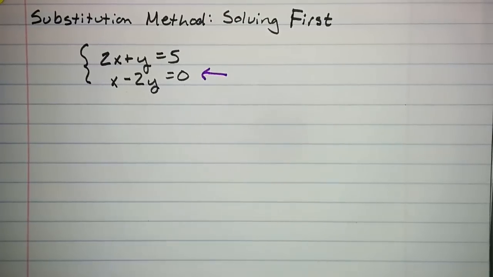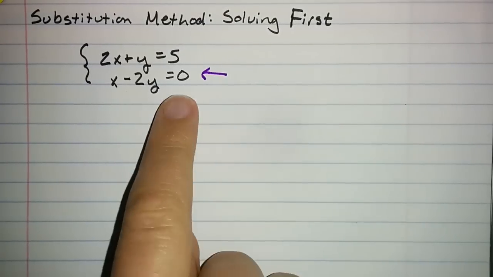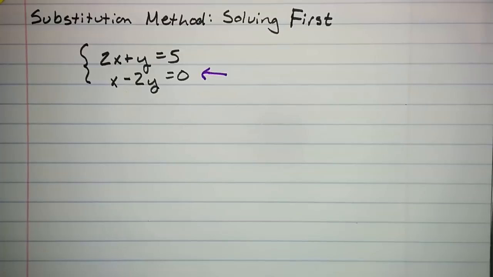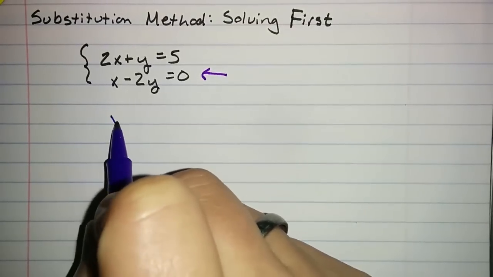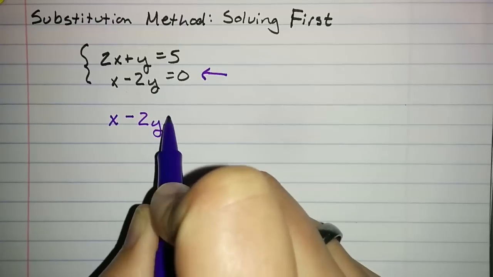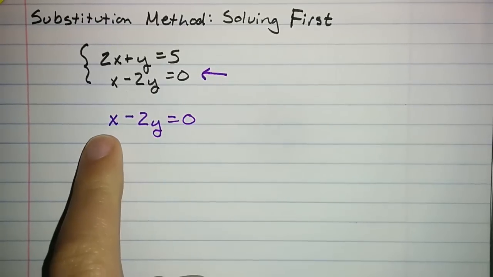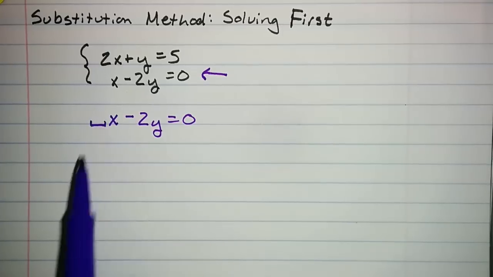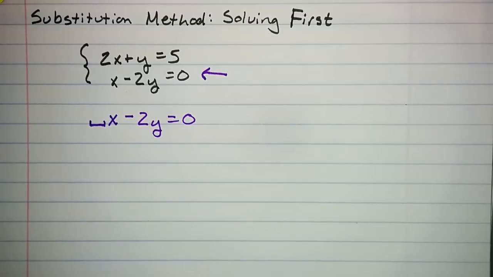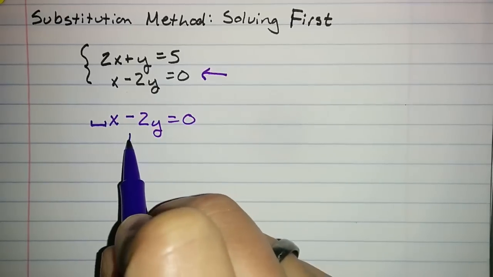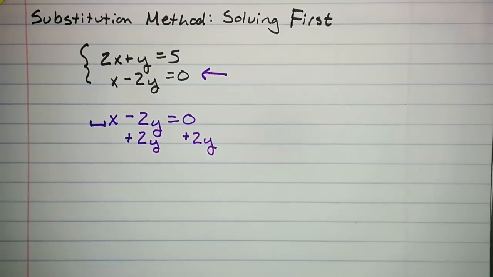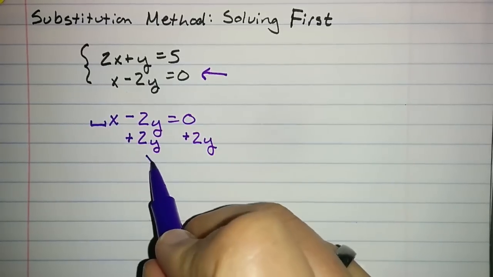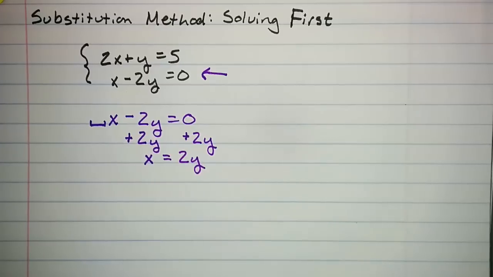I'm going to choose this equation and solve for x, just because I suspect that that 0 there is going to make things easy for me. So what do we have here? We have x minus 2y equals 0. In order to solve for x, since x doesn't have a coefficient, all we need to do is add 2y on both sides. And then what do we get? We get x equals 2y.